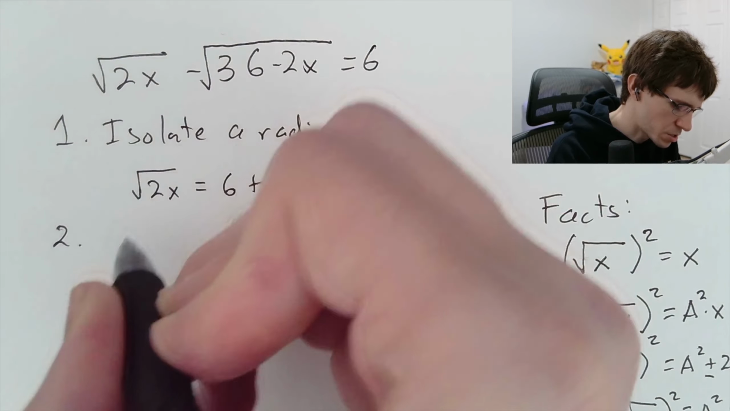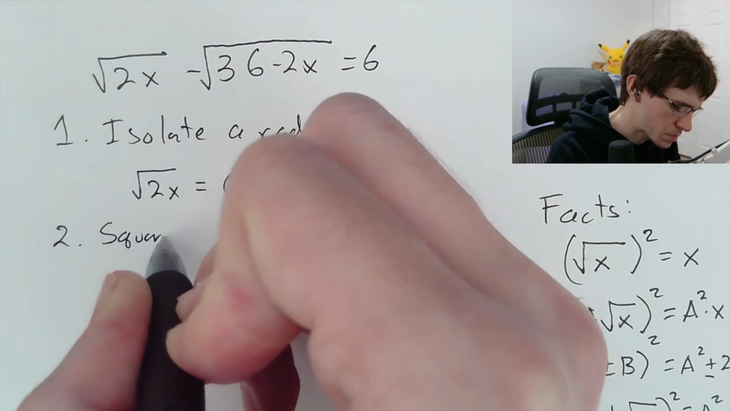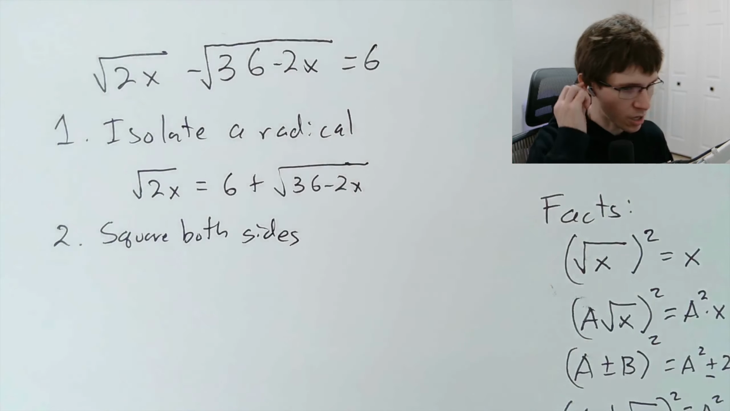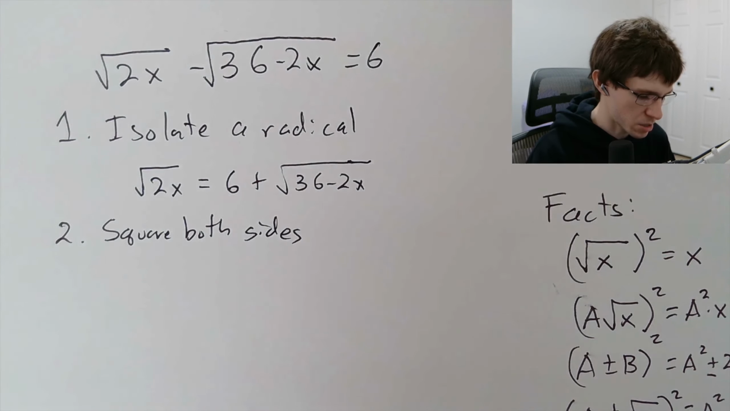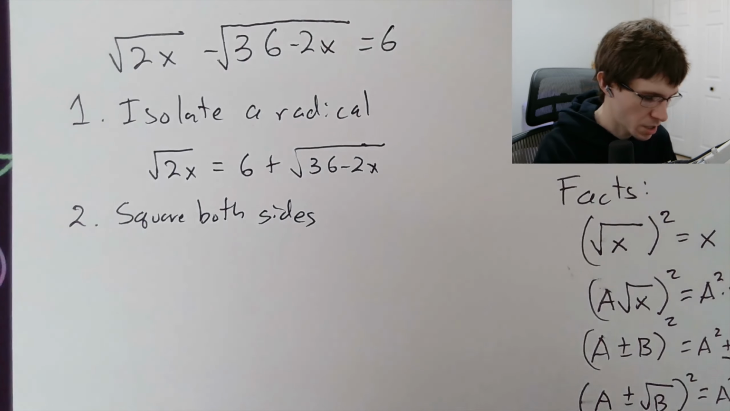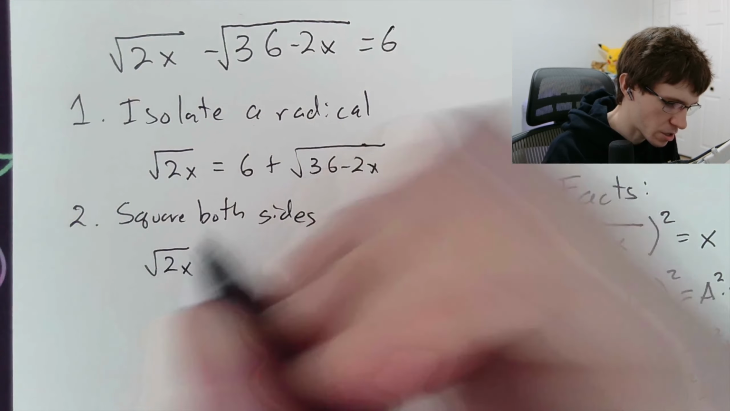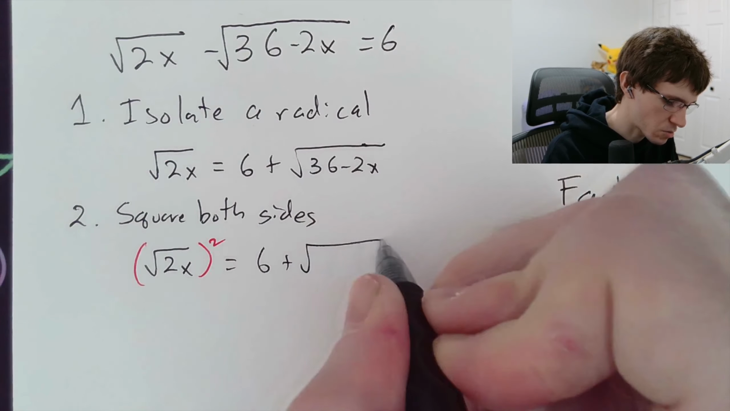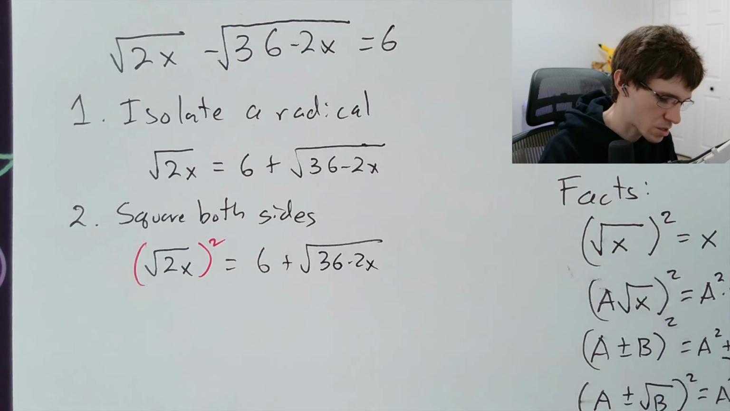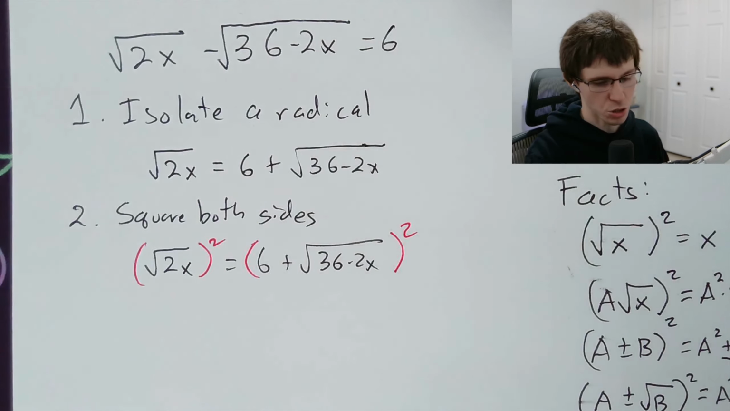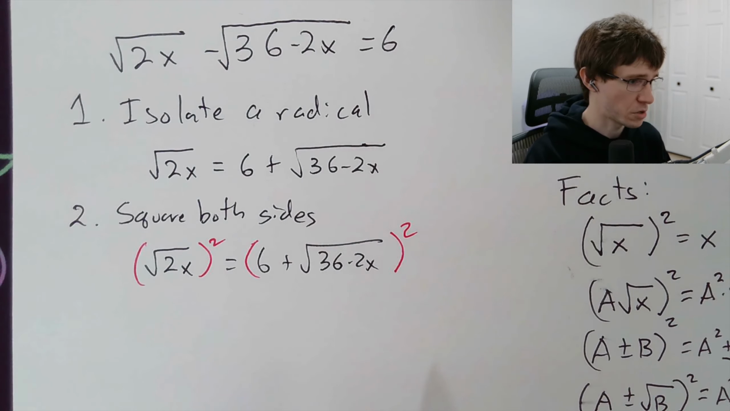Step number two, we need to square both sides. When you're doing this, you have to make sure you're squaring the entire side. The most common mistake students make is they'll square every single thing individually. They'll forget that you're squaring the entire thing. So when I say square both sides, we are talking about the entire thing squared. So this entire thing gets squared over here, and then 6 plus the square root of 36 minus 2x, and you are squaring the entire thing. So make sure you're being careful with that and not squaring just one of them.